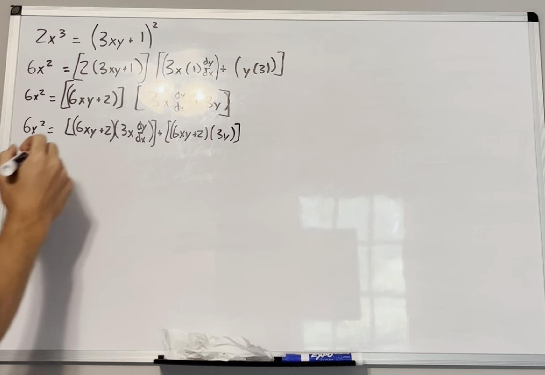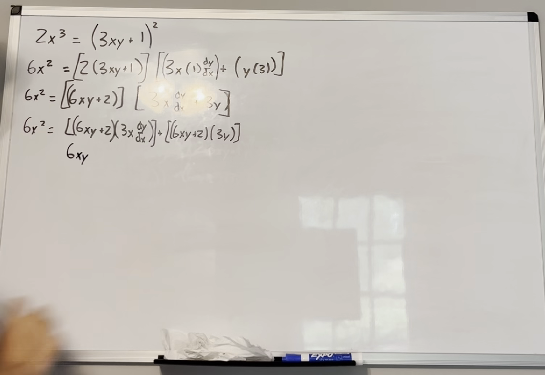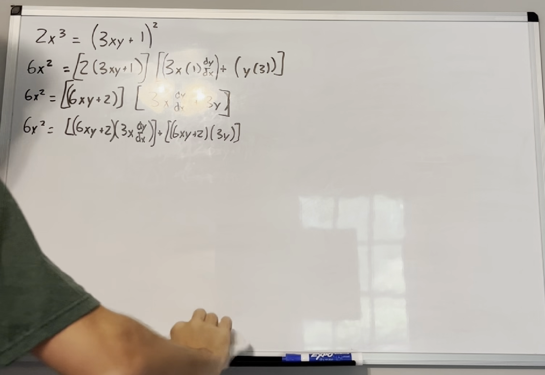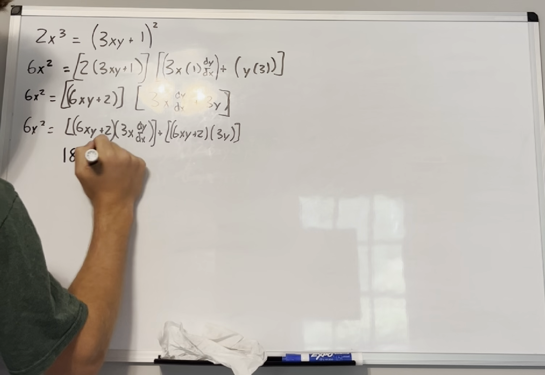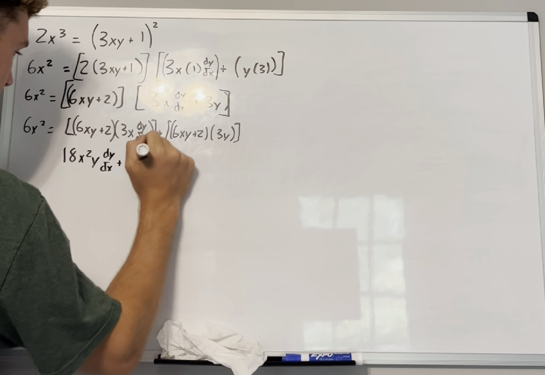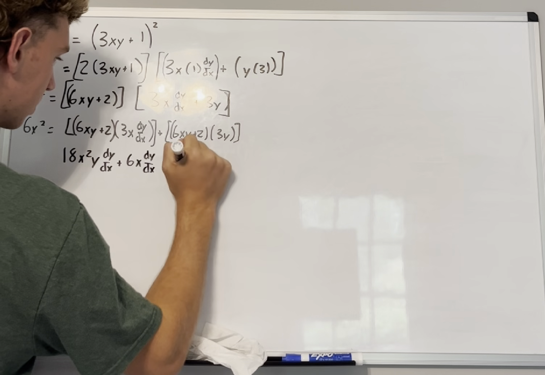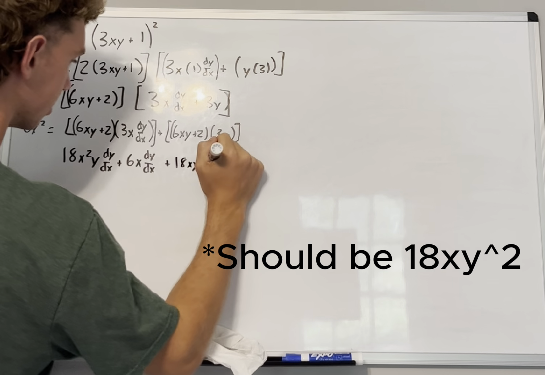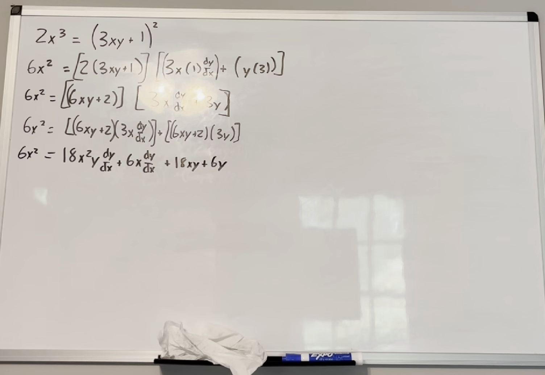And then multiply that out. 6xy, did that wrong. Not simply enough. But either way, 18x squared y dy dx plus 6x dy dx plus 18xy plus 6y equals 6x squared. And then I'm looking at this, those are big numbers. They're all divisible by 6.